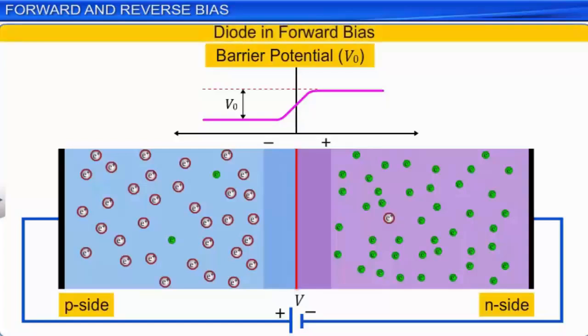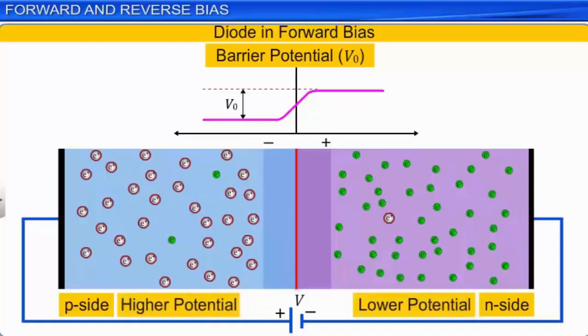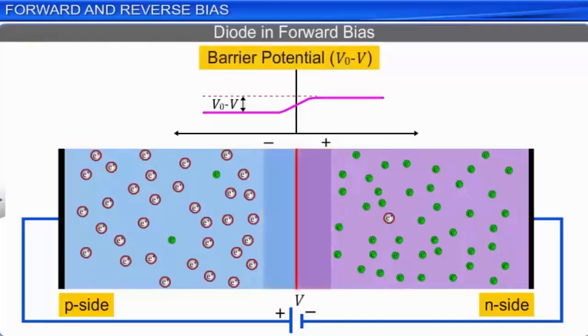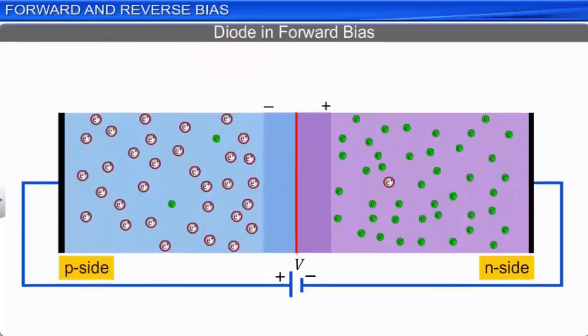When a p-n junction diode is in forward bias, the potential of the p side is raised and now the p side is at a higher potential and the n side is at a lower potential. Due to the forward bias connection, the barrier potential across the p-n junction decreases and becomes equal to the difference between the barrier potential V0 at equilibrium and the external applied voltage V. Also, when a diode is forward biased, the width of the depletion region around the p-n junction decreases.